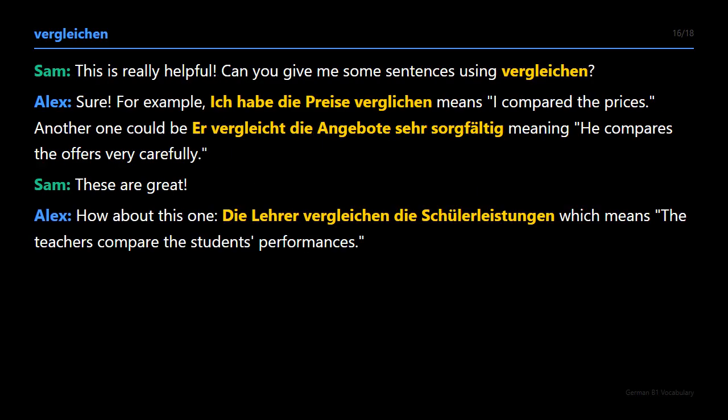This is really helpful. Can you give me some sentences using vergleichen? Sure. For example, Ich habe die Preise verglichen, means I compared the prices. Another one could be, Er vergleicht die Angebote sehr sorgfältig, meaning he compares the offers very carefully.